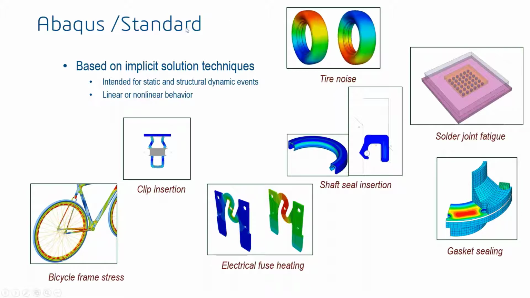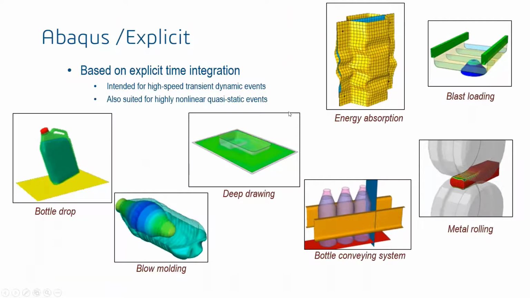So we see here a bunch of examples where Abaqus is used. Clip insertion, stresses in, for example, a bicycle frame, electrical fuse heating, sealing simulation, noise emissions from vibrating structures such as tires, sealing assessment, solder joint fatigue. These are all examples of common simulations done with Abaqus.